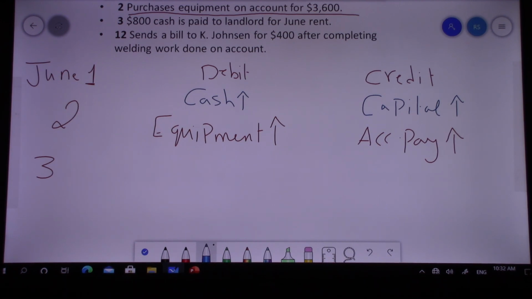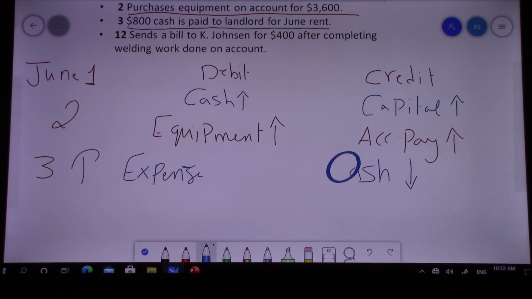Transaction 3. $800 cash is paid to the landlord for June rent. So we paid cash. Does cash increase here in the debit side or in the credit side? Because cash is an asset, when it decreases, you should write it in the credit side. And at the same time, we have expenses. Mainly, it's rent expense. Rent expense increases, so it will be written in the debit side here.